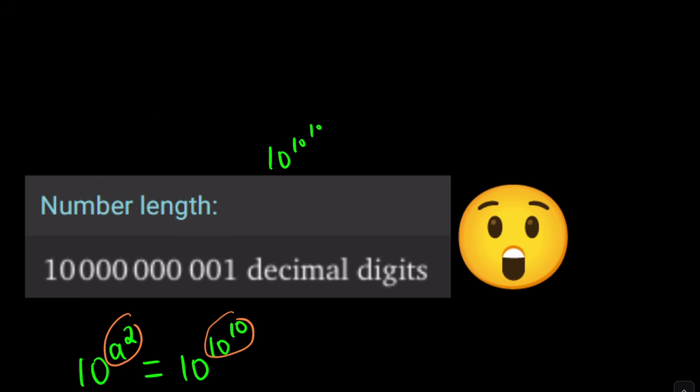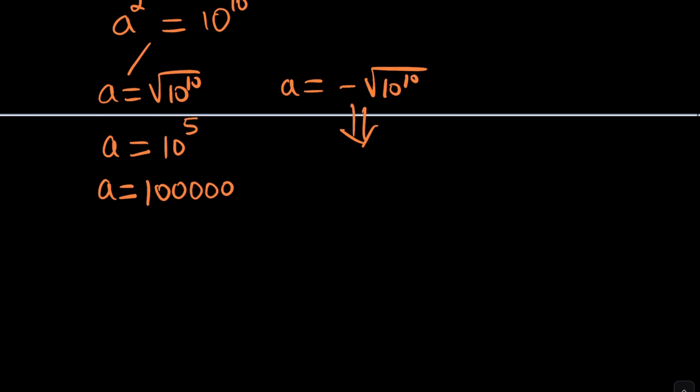Because in order for log x to be positive, x had to be greater than 1. There's no requirement that says that. So this is perfectly fine. This means a is equal to negative 10 to the 5th power, or a is equal to 100,000.